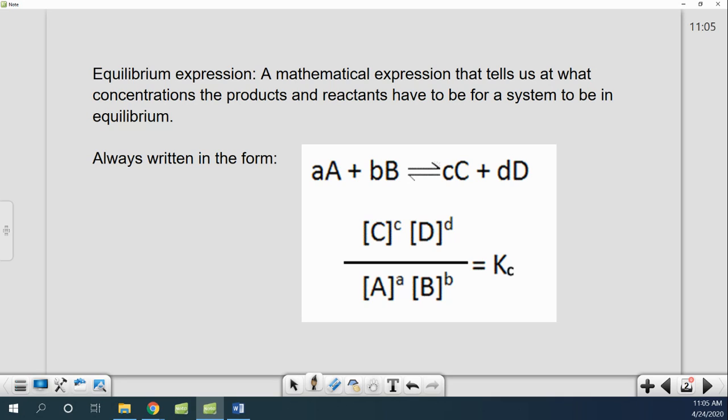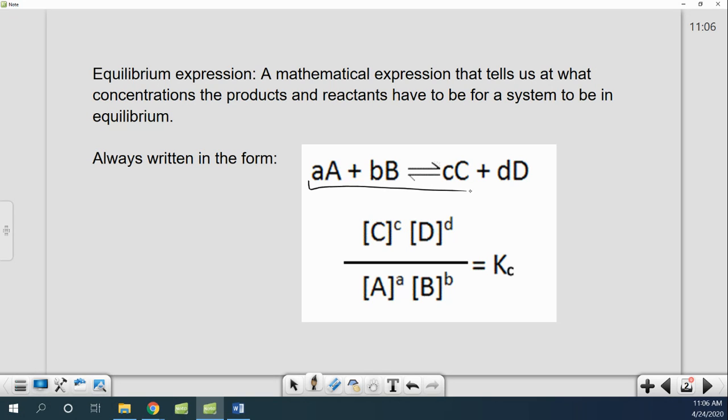So the equilibrium expression is a mathematical expression that tells us at what concentrations the products and reactants have to be for a system to be in equilibrium. So it's basically just a ratio. Well, let's take a look at the equation here. It'll make more sense when we kind of look at an example.